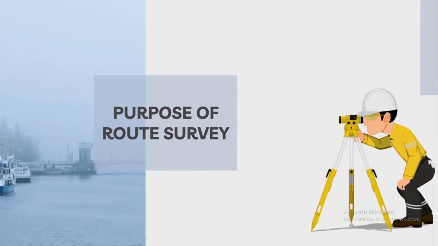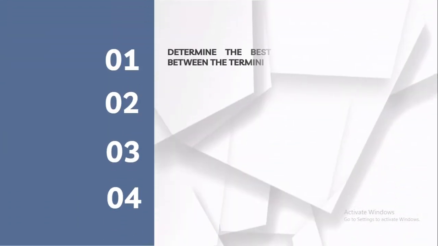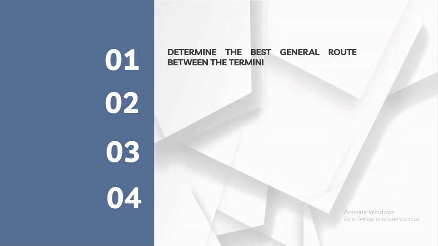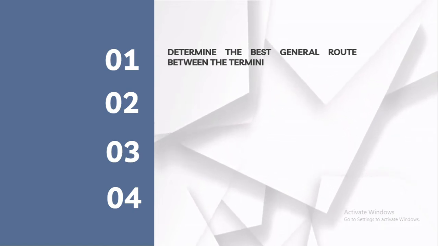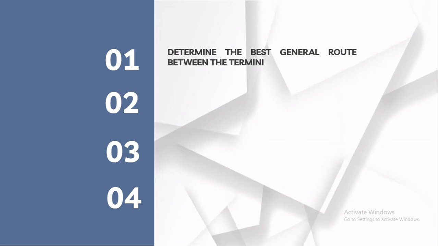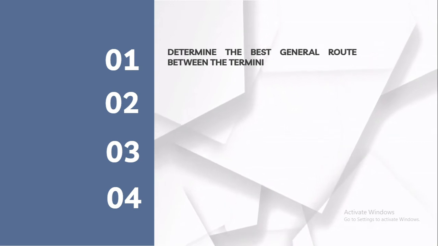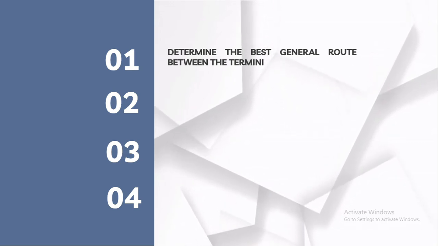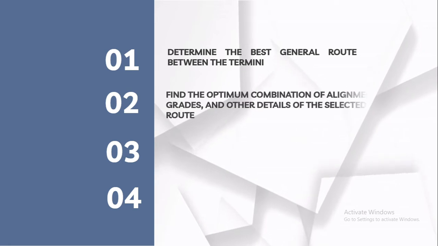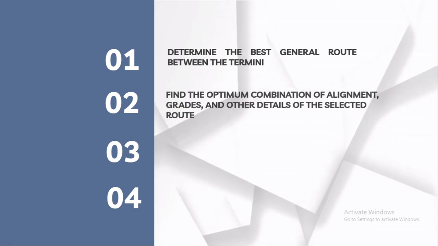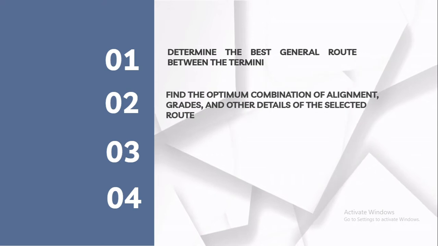What is the purpose of route survey? First, it determines the best general route between the termini. It eliminates or adds routes or sites which are impractical or unfeasible and identifies the more promising routes or sites. Second, find the optimum combination of alignment, grades, and other details of the selected route.